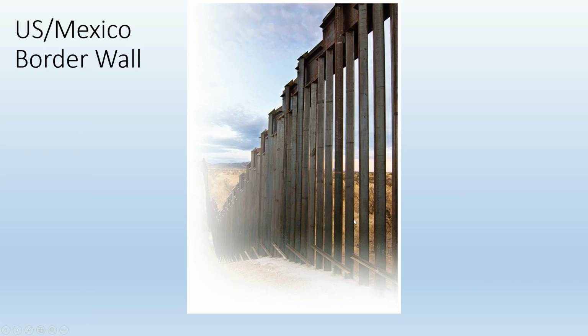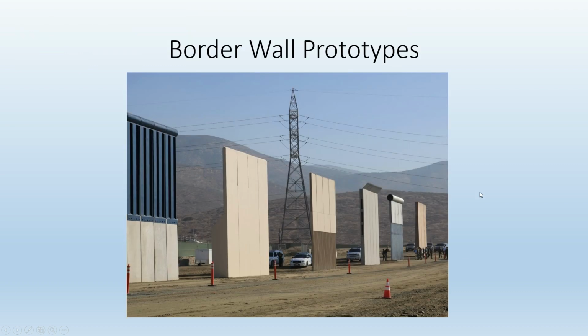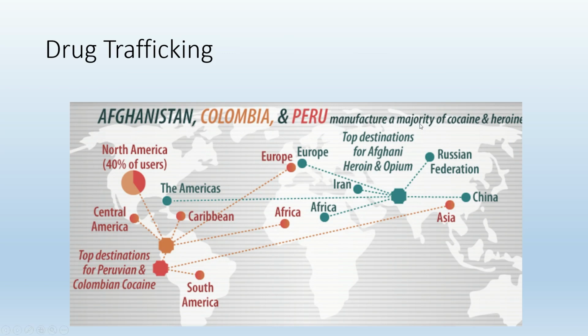So the wall itself, here's what the wall under Trump looked like. Much bigger, much sturdier, much taller. And here are some prototypes before they chose the final one. You can see the seriousness of this wall that they wanted to do. One of the reasons for it, too, it wasn't just to stop illegal immigration. It was to stop drugs.